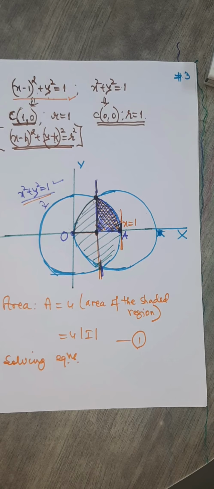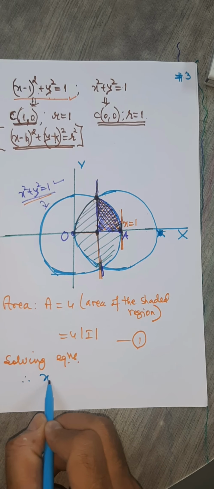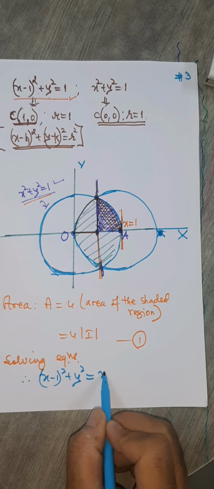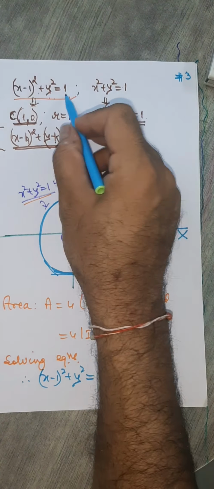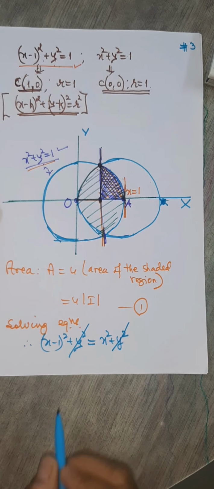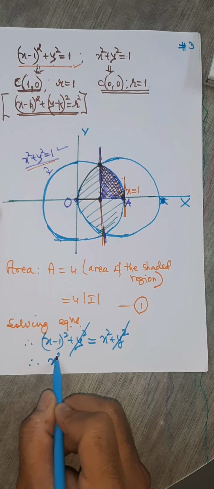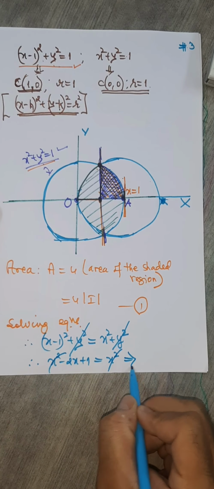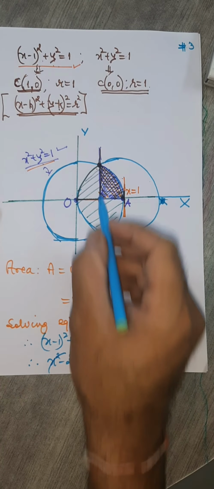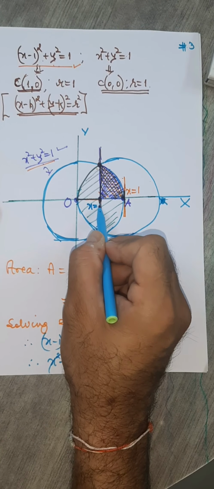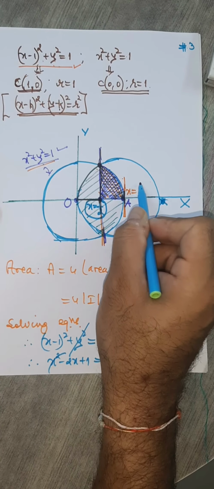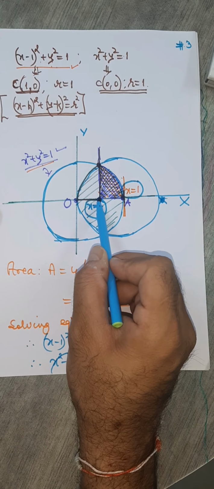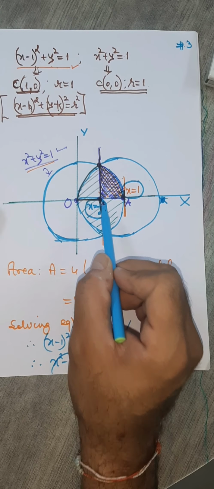So what I will do is eliminate y. I'll just compare them. (x minus 1) the whole square plus y square equals x square plus y square, I compared them. So you have x square minus 2x plus 1 equals x square. You can see that you are getting x equals half. That is this point, this whole length here is half. x equals 1/2. So 1/2 to 1 is your limit. If you are taking this portion, the limit will be 0 to 1, sorry, 0 to half.